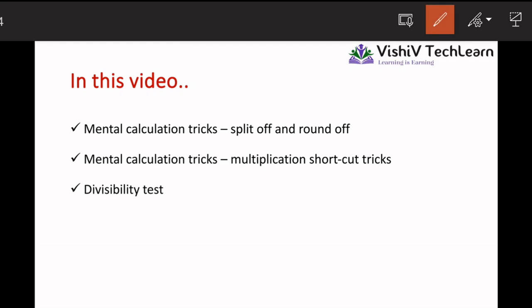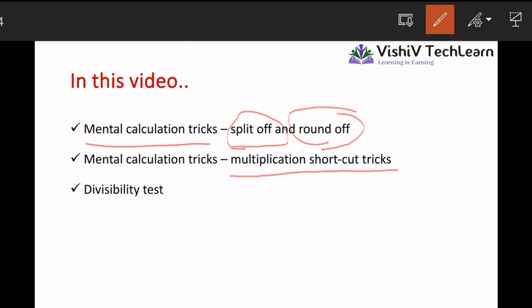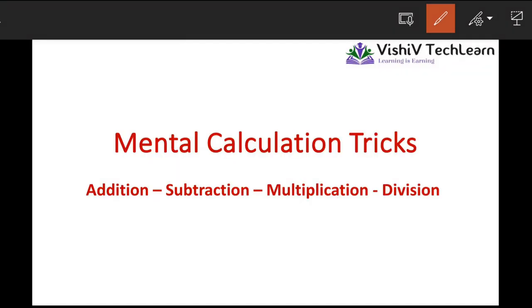we are going to discuss mental calculation tricks, and these two are the important tricks: split off and round off. So in detail we are going to discuss these tricks. In addition to these tricks, we also have one shortcut trick, the multiplication shortcut trick, that we are going to see, and at the end, divisibility test. Now let's start with mental calculation tricks. In this, we are going to apply these mental calculation tricks on addition, subtraction, multiplication and division.